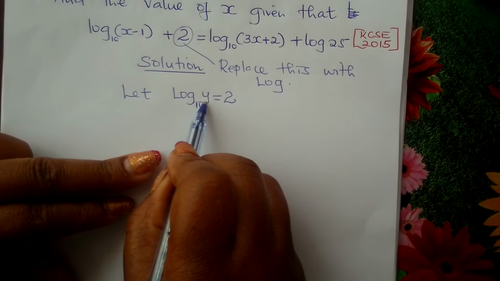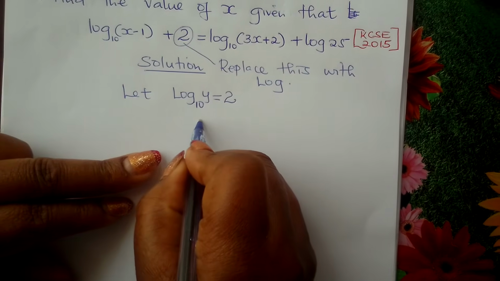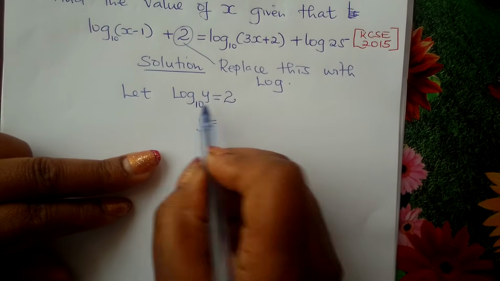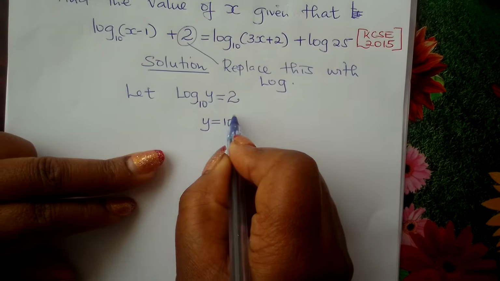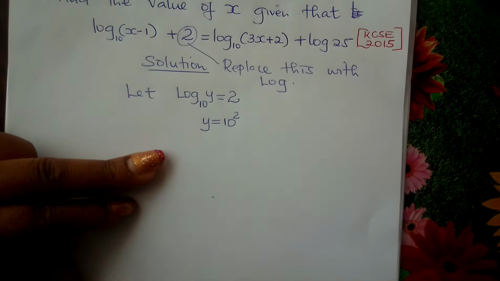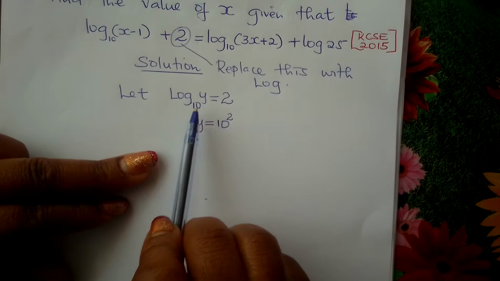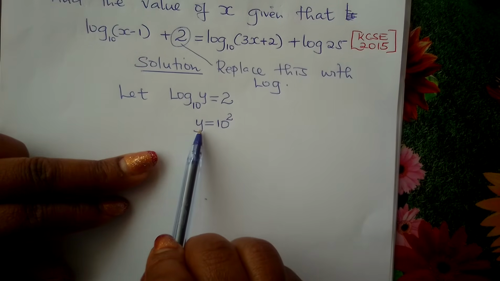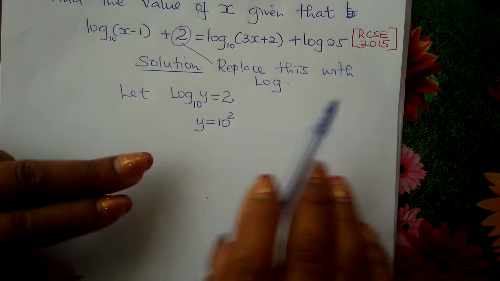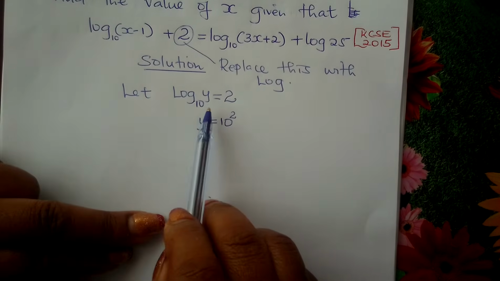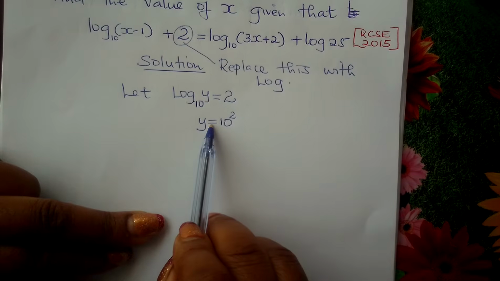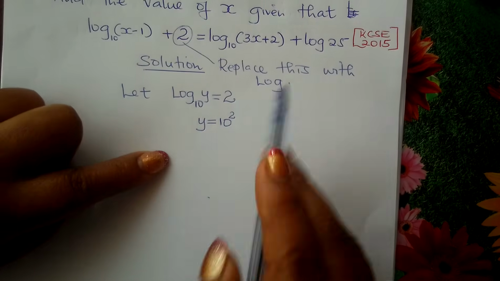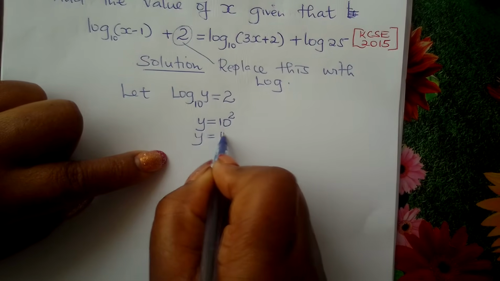From here, learner, what is your y? You say y is equals to, the base is 10, you write it here, and you raise it to this 2. So log y to base 10 is equals to 2. To get y, you write everything now in index notation. So y is equals to 10 raised to 2. So your y, learner, is 100.